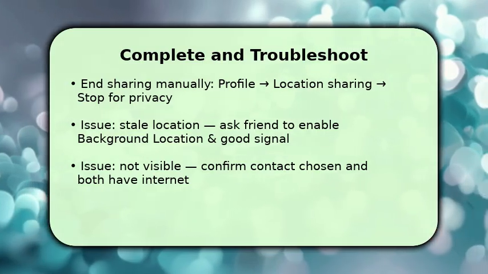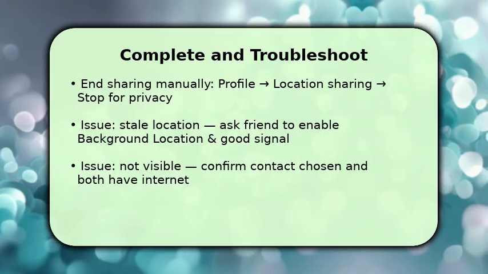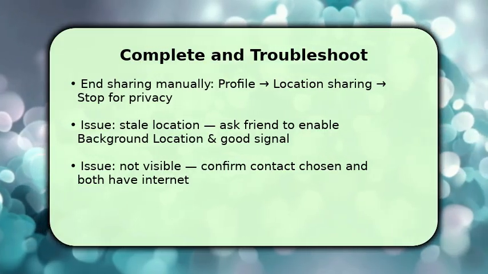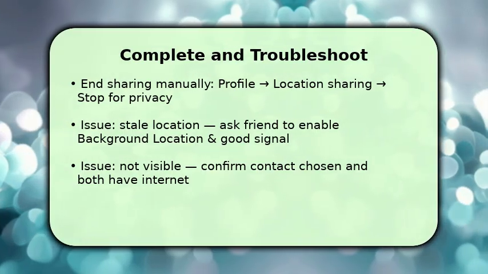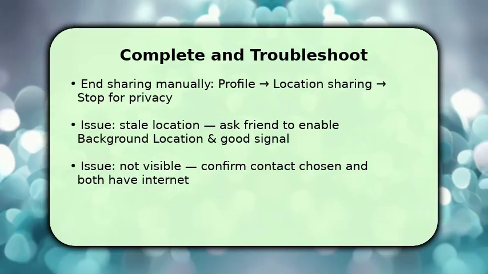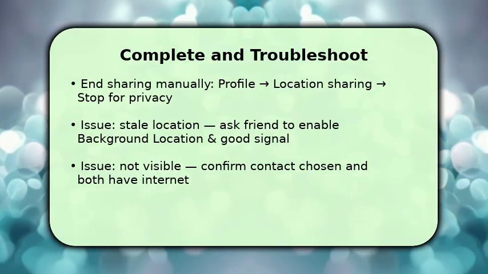move to an open sky for a better signal. If you cannot see them at all, make sure both parties have internet, that the correct contact was selected, and that the friend accepted the share. If problems persist, restart Maps or the device and try again.